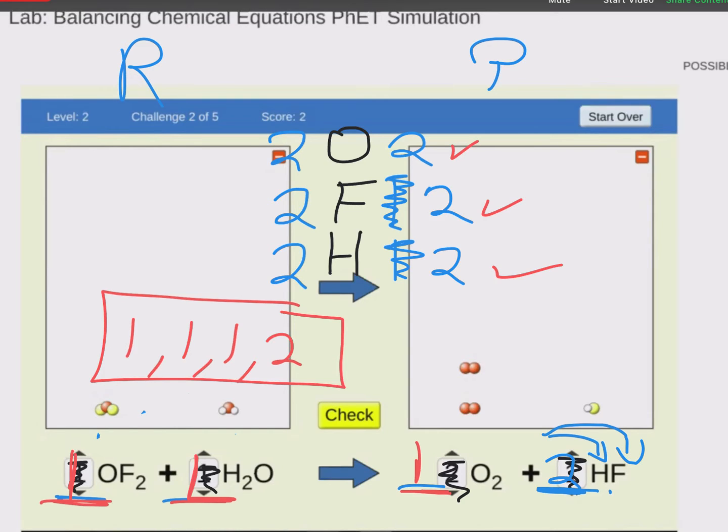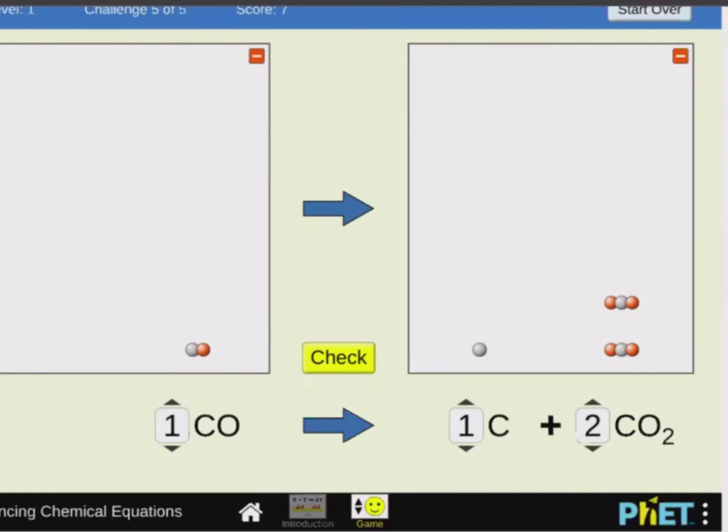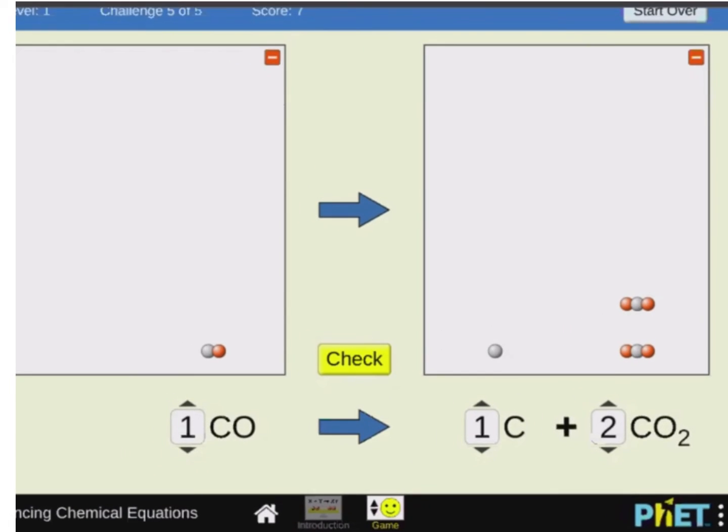Yes? Okay, what questions do we have? We don't have any questions? Okay, I'm going to give you another one, and I want you guys to try it yourself. Okay, now don't forget to do your tally. So you have carbon and you have oxygen. So do your tally, and I want you to do this and then tell me what your coefficients are.